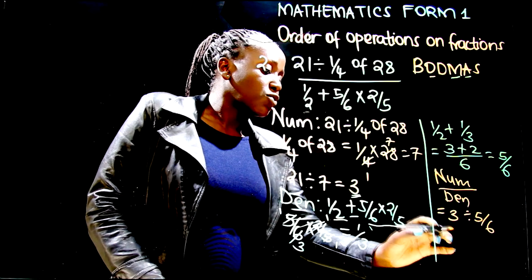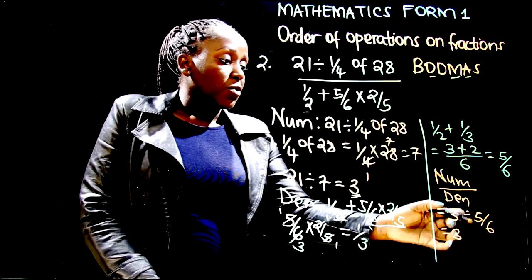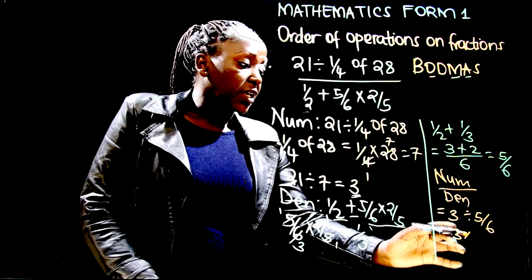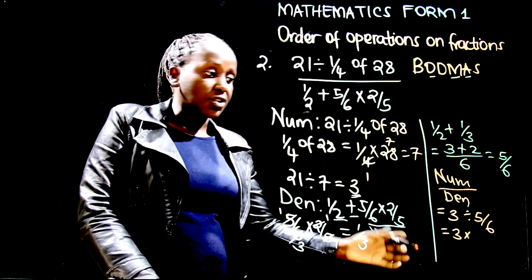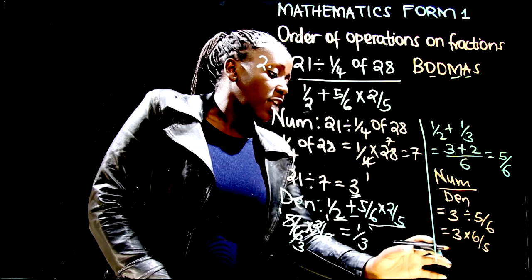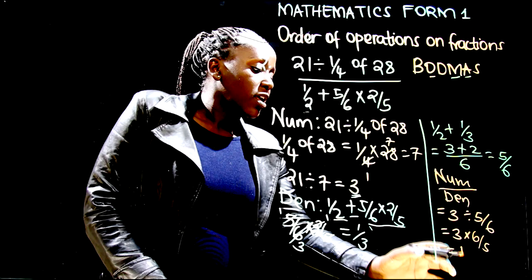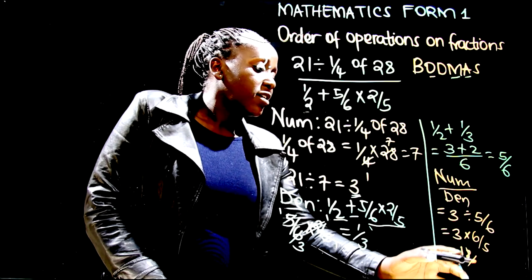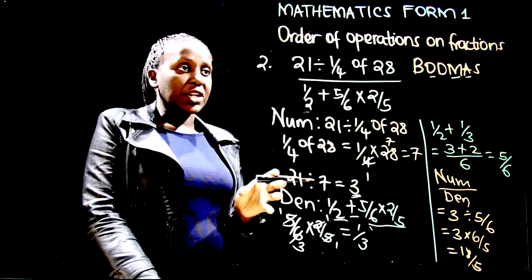Now this is equal to 3. Remember the rules of division. So we change the sign to multiplication, then we reciprocate the second fraction. So times 6 over 5. Now this will be equal to 3 times 6 is 18 over 5. And that is how you work out a question like this.